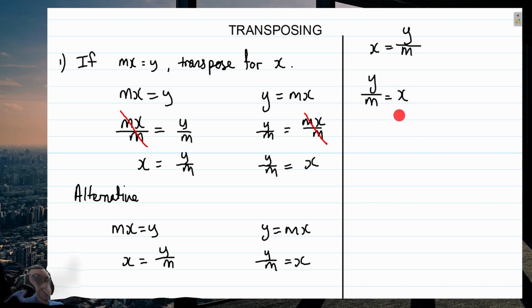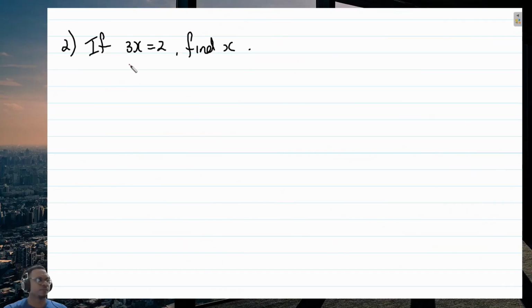And that's your answer. So now let's look at the second question where we have some numbers involved. We have 3x is equal to 2. So this is an equation. And we're going to find x, which means to transpose for x or make x the subject of the formula.